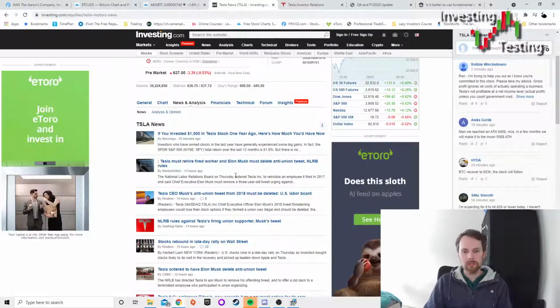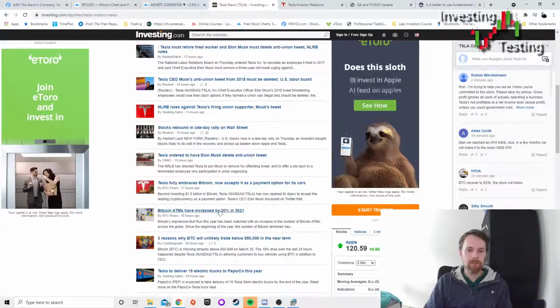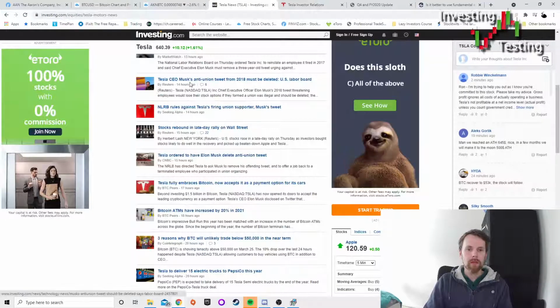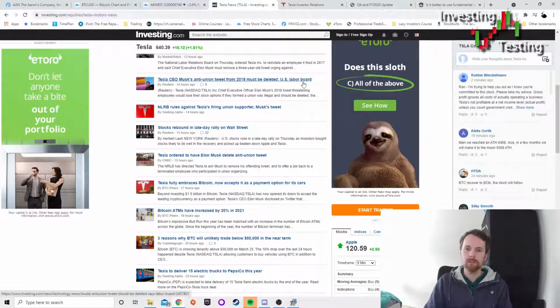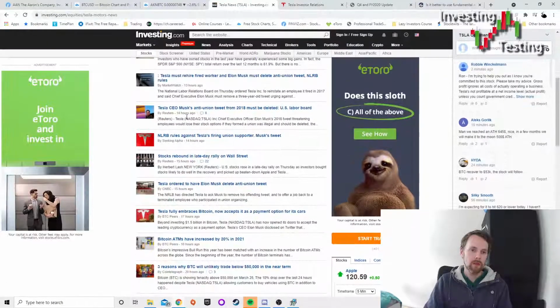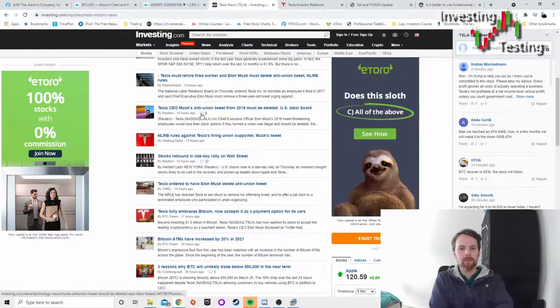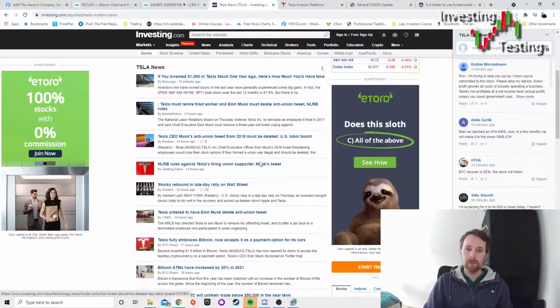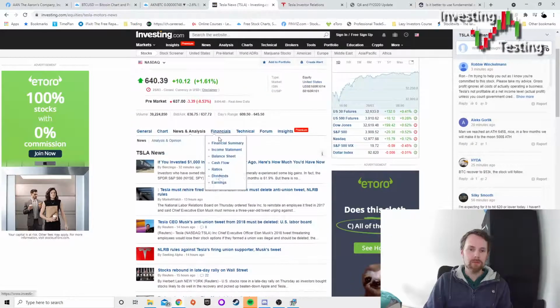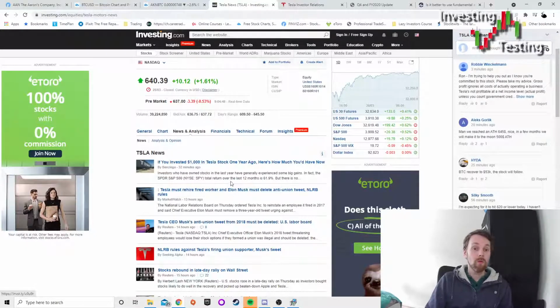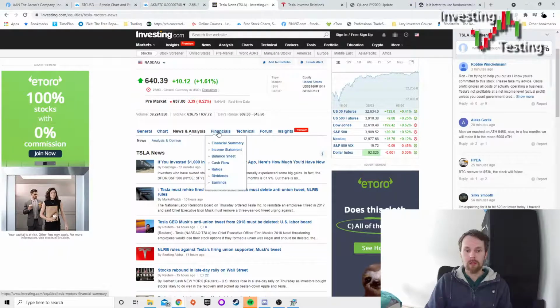Okay, that's useless. You want to be looking for some major news, like Musk's anti-union tweet from 2008 must be deleted, US Labour Board. Yes. So the Labour Board is demanding he deletes his tweets. That was 14 hours ago. And you can get the latest news coming through here. It's quite funny when you get the latest news and it says yesterday when it's actually the same day. This website will give you on-the-dot news.